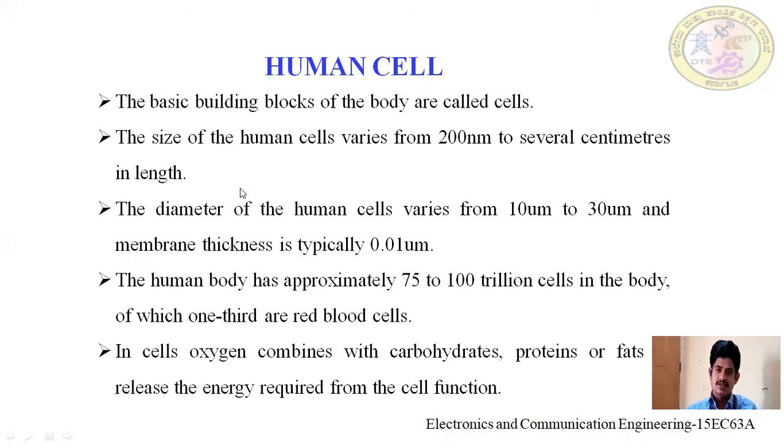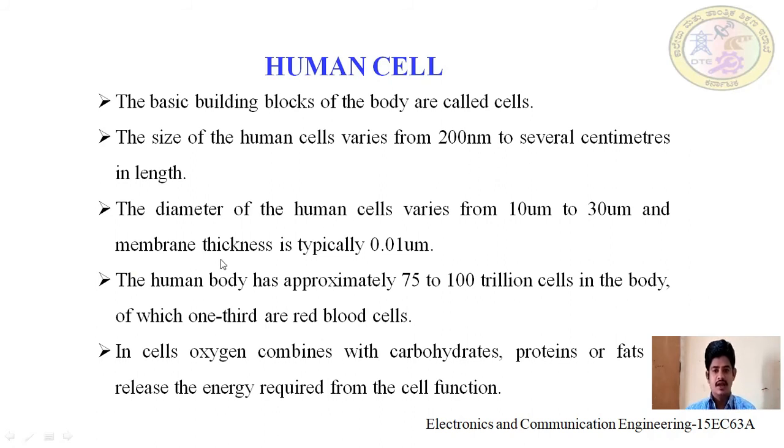In this slide, we will be understanding the different parameters of the cells in the human body. Our body has different kinds of cells, so here we give the ranges and types of the cells. The size of a human cell varies from 200 nanometers to several centimeters in length. So you can understand the size is in the nanometer range. That may be the length of the human cell. Coming to the diameter, it ranges from 10 micrometers to 30 micrometers. That is the diameter of human cells.